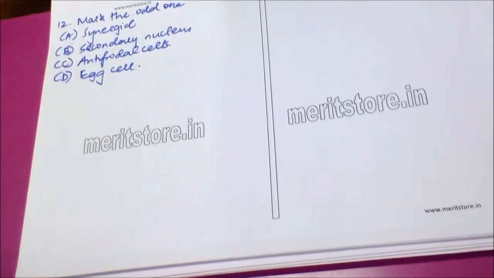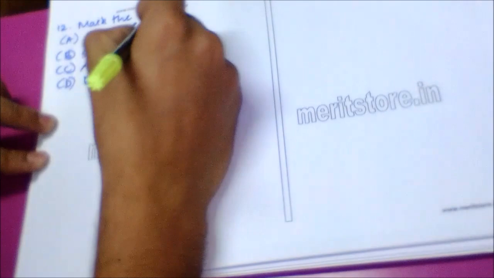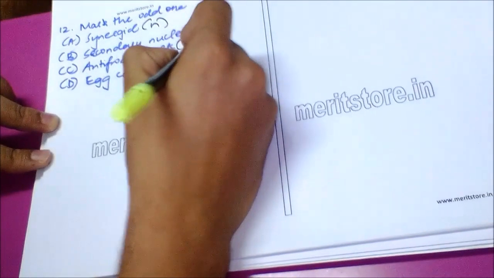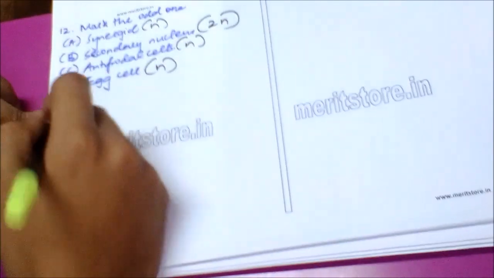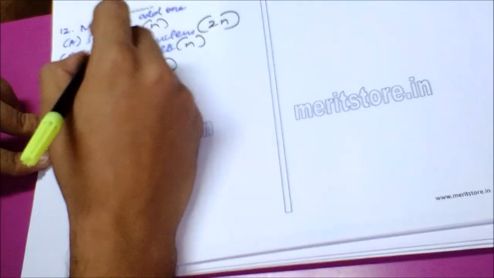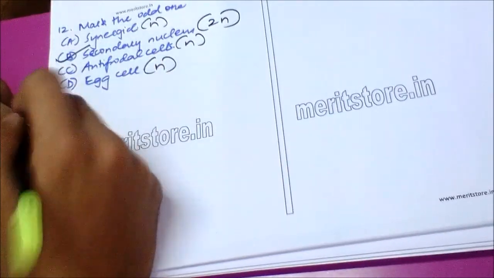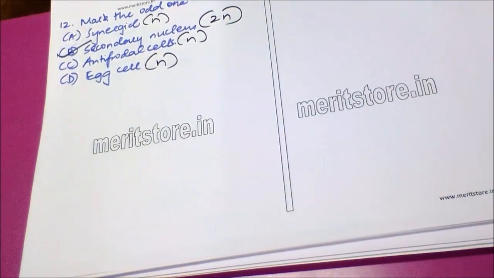Our next question is, mark the odd one. Option A, synergid. Option B, secondary nucleus. Option C, antipodal cells, and option D, egg cell. So here we can recall that the synergid is haploid, the antipodal cells are haploid, the egg cell is haploid, but the secondary nucleus is a diploid part. So the odd one is the secondary nucleus, which is option B.